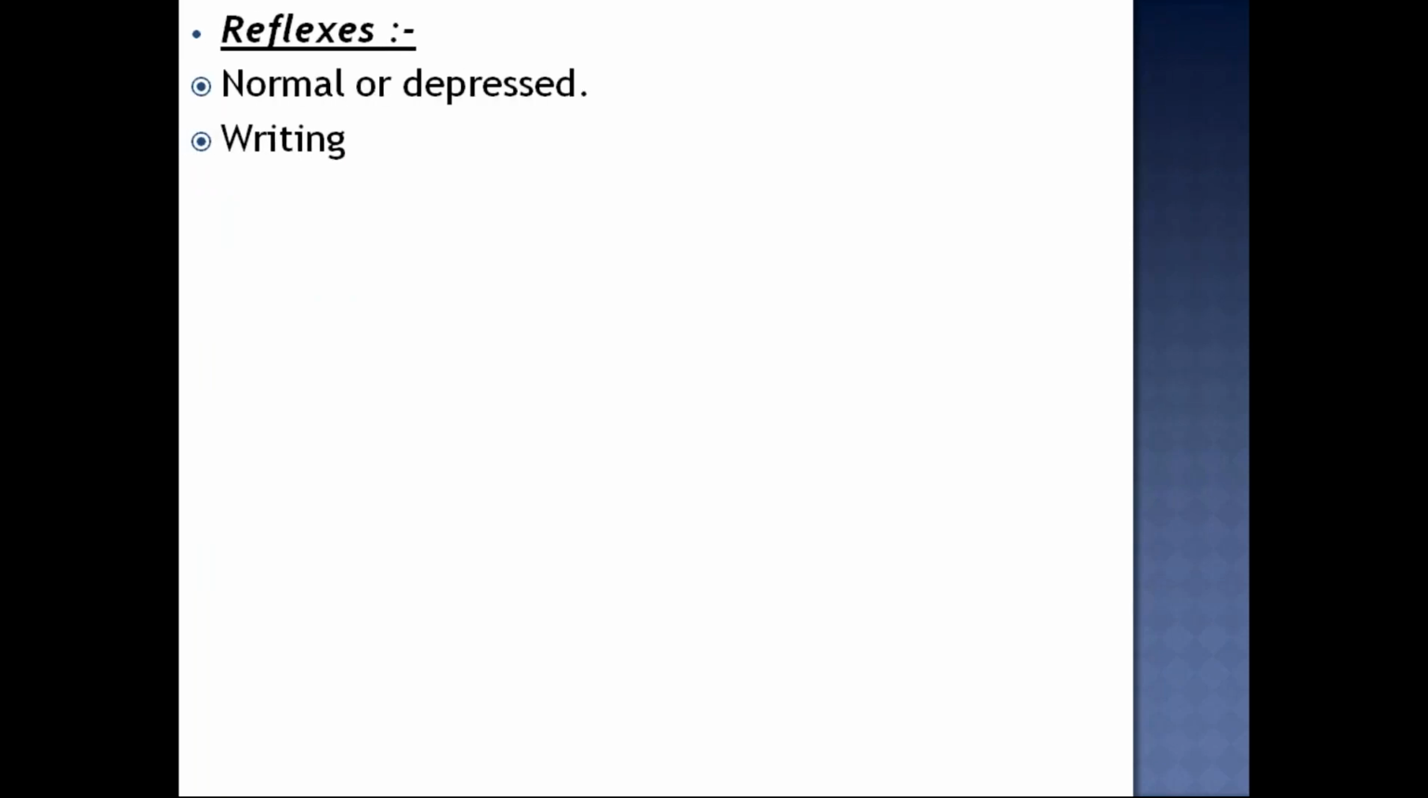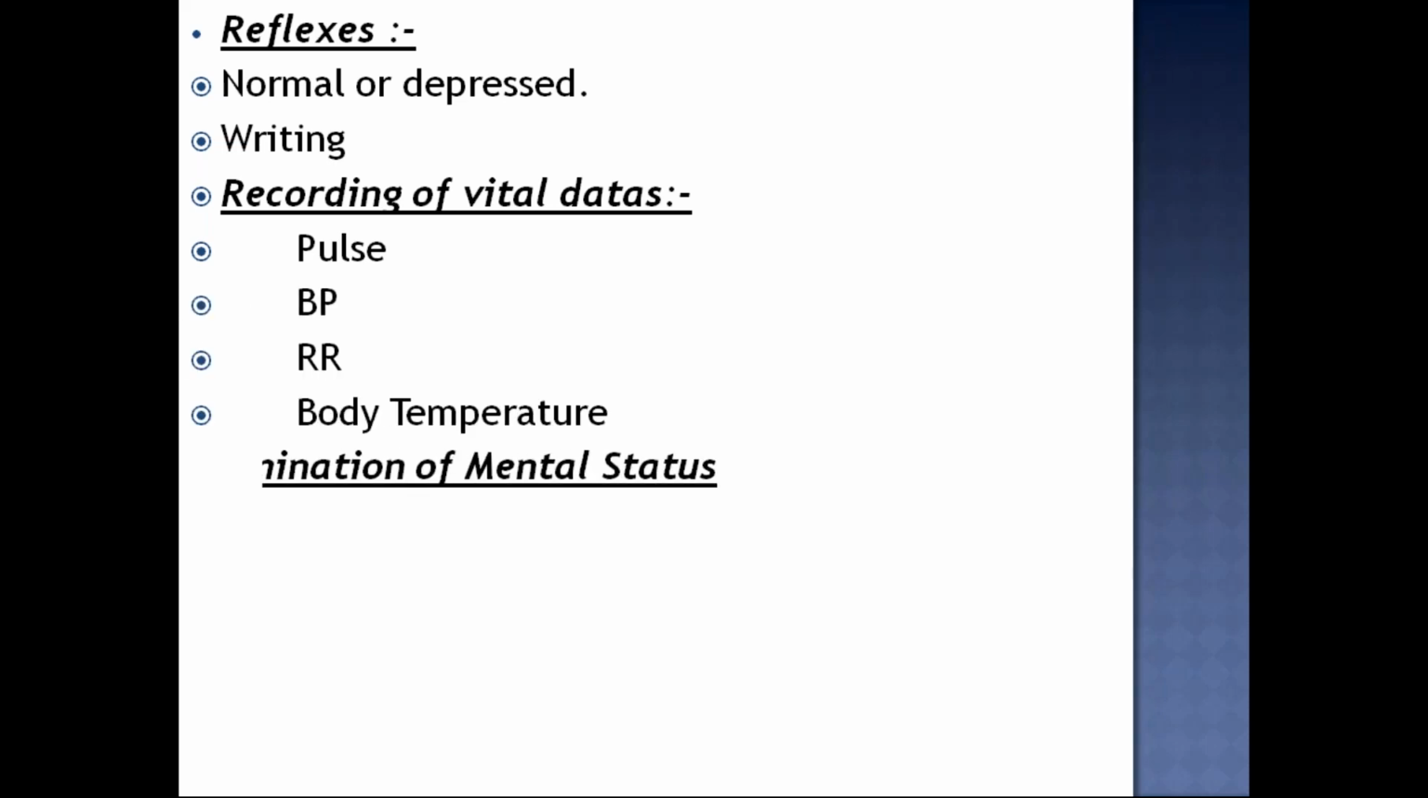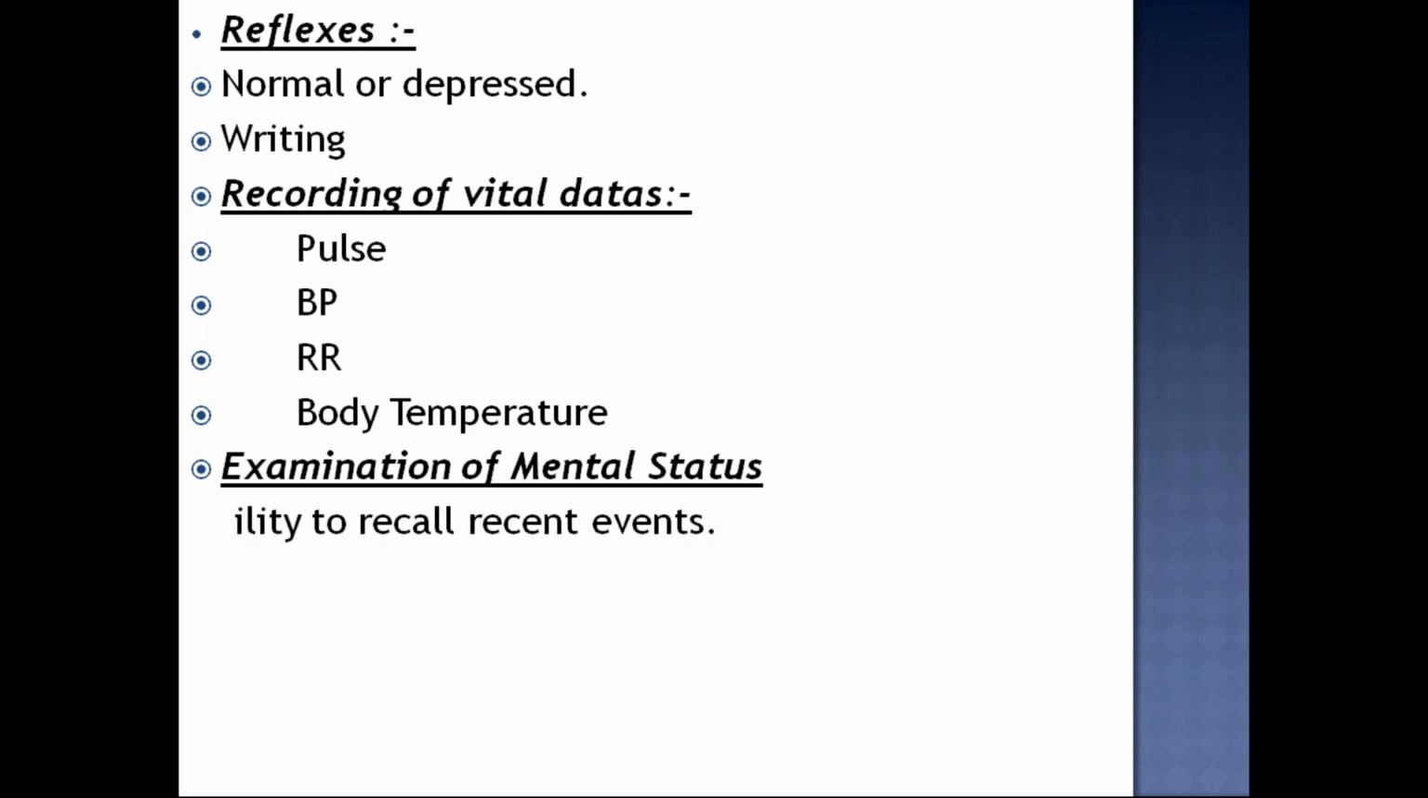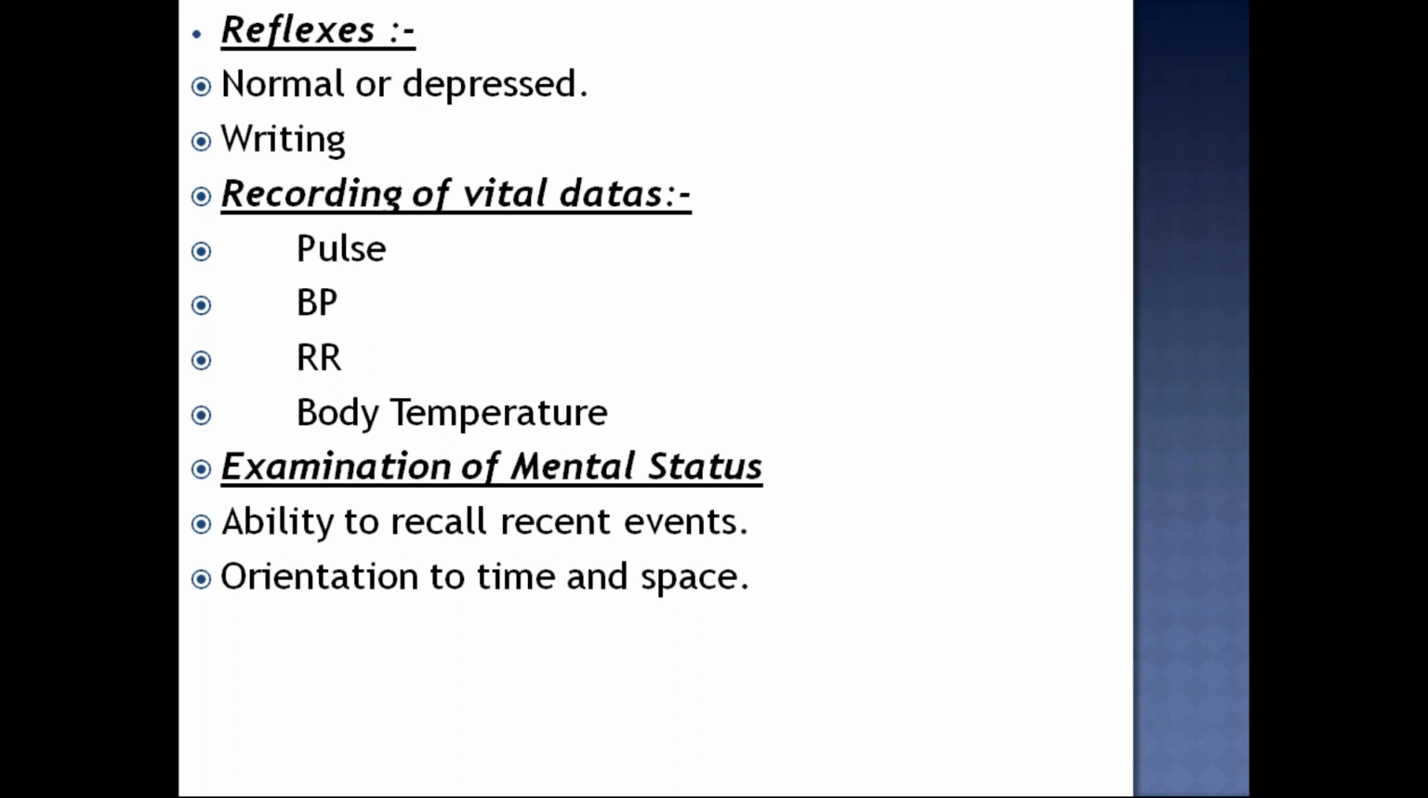Then see for reflexes, whether they are normal or depressed, and then look at the handwriting. We will ask the patient to write some sentences, whether he is writing normally or whether there is any deviation. And then we will see the vitals, pulse, BP, respiratory rate, temperature, and then we will examine the CNS. Examination of mental status, whether the ability to recall recent events is okay or not, and whether orientation to time, place, person is there or not.